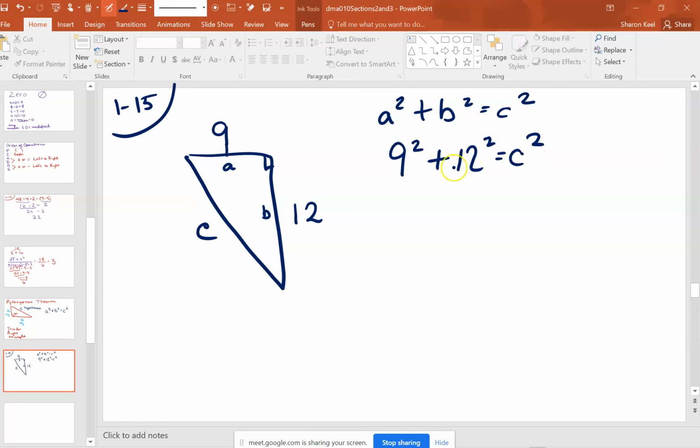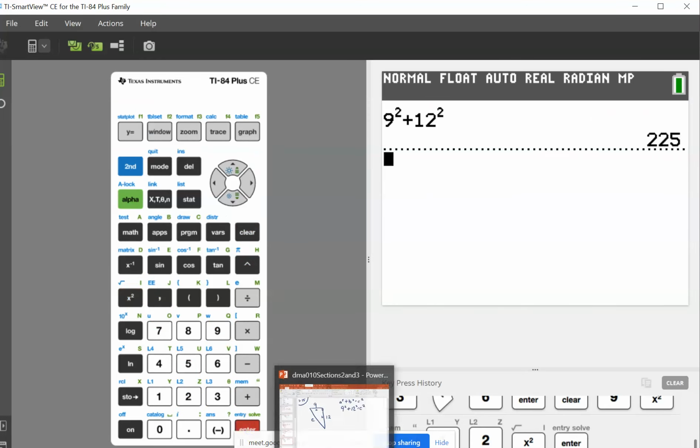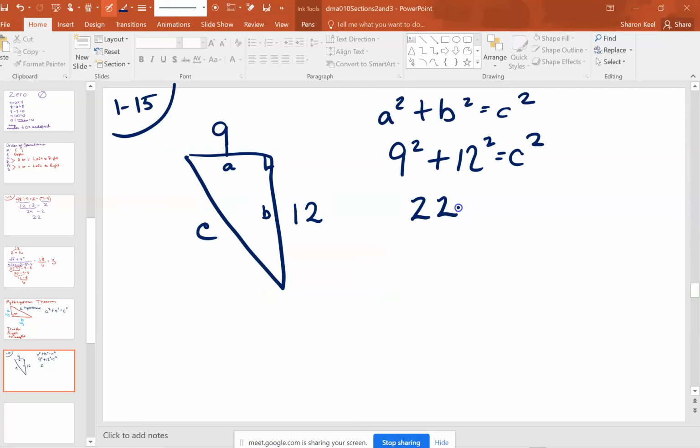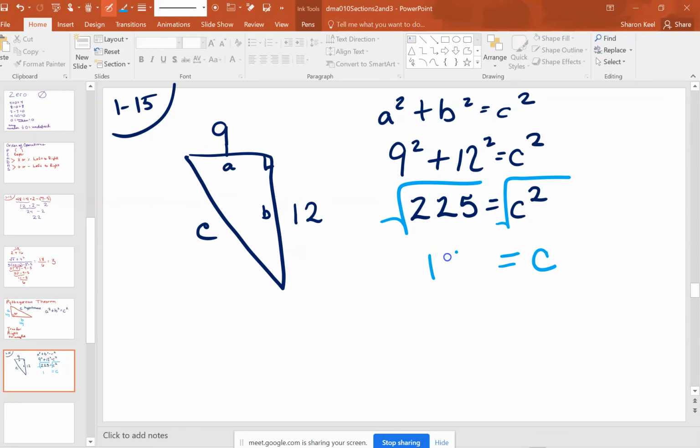Now let's use our calculator to do the left side, okay? So we have 9 squared plus 12 squared. Enter. We get 225. So 225 is equal to c squared. We want an answer of c, not c squared. So to get the c alone, we have to take the square root of both sides. That then makes the c be all by itself. So if I do second square root and type in 225, I get a solution of 15. So the length of this side here is going to be 15.